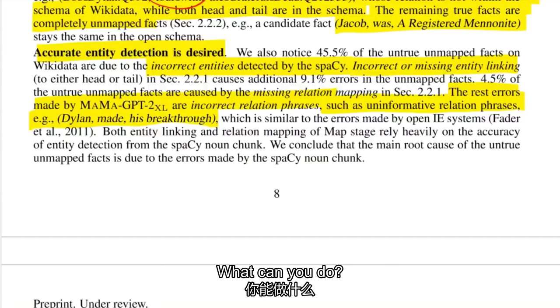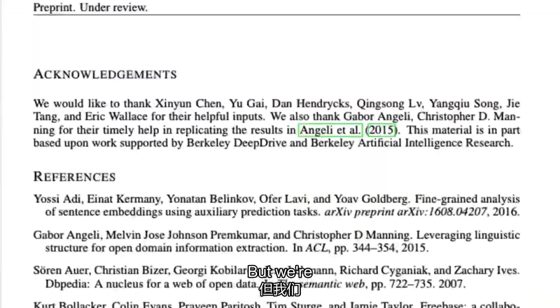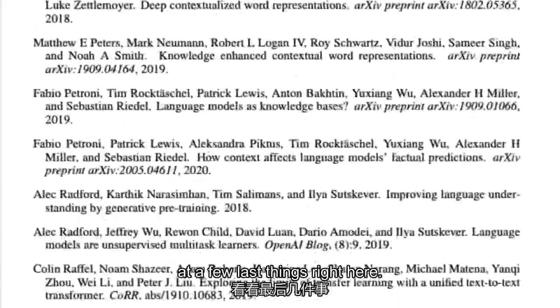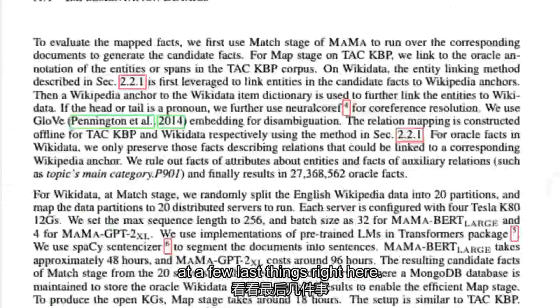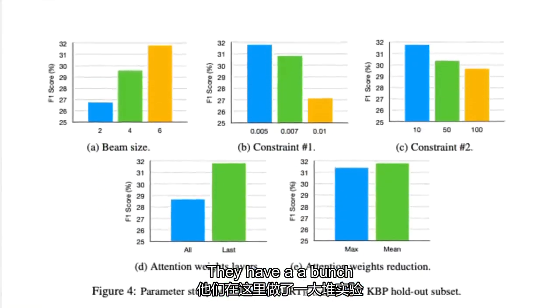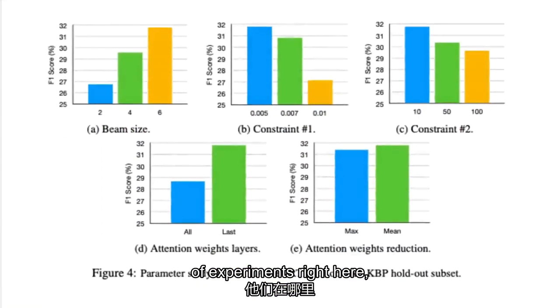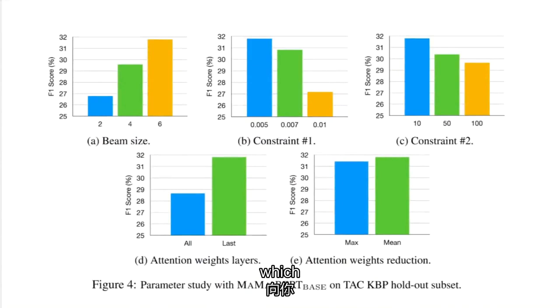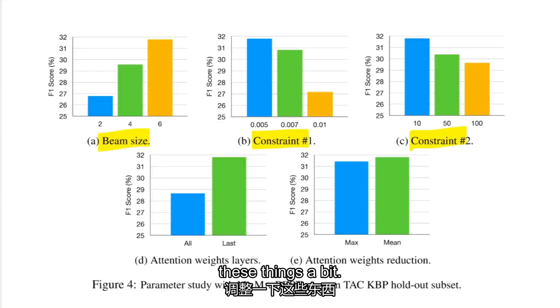Well, what can you do? What other verb would you put there? But okay, we're going to look at a few last things right here. They have a bunch of experiments right here, where they show the beam size has an influence, and these constraint number 1 and number 2 that we looked at have an influence, right? So you can tune these things a bit.